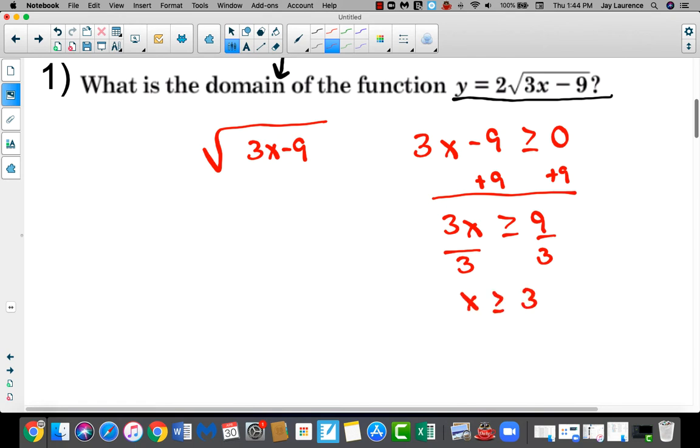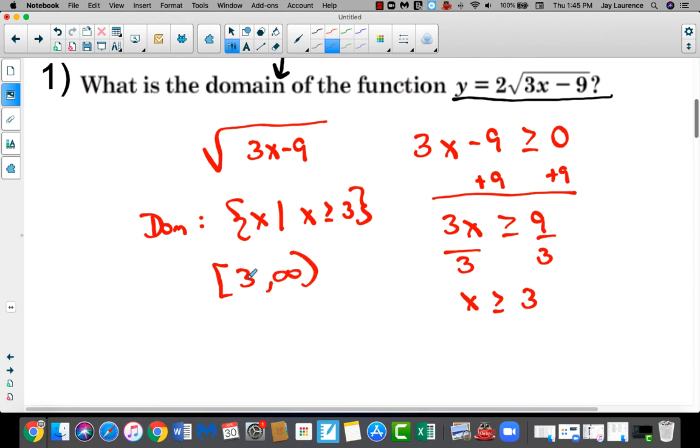Well, x is your input, right? Your domain values. So the domain, and depending how they want you to list it, I'm going to go set builder notation. The domain: all real numbers x such that x is greater than or equal to 3. Of course, if you wanted to go with interval notation, then it would look like this. So x could be any number from 3 on forever, going in the positive direction. Okay? So it's all about finding restrictions to find out the domain.